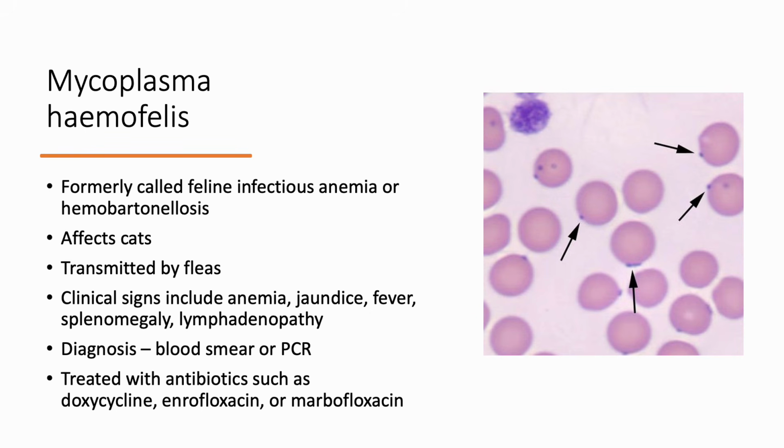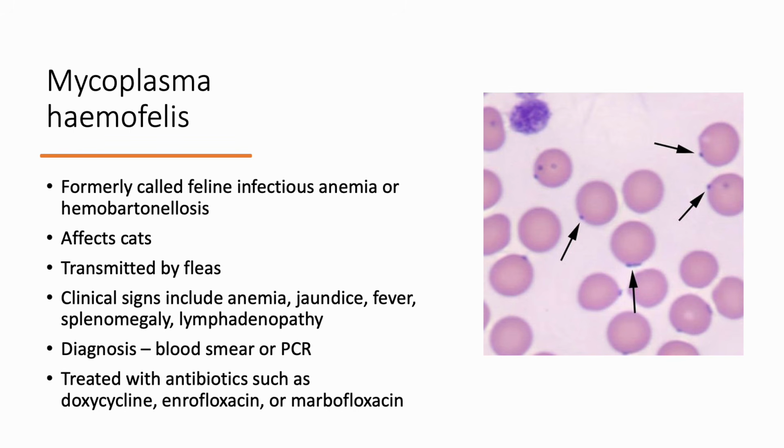Our next hemoprotozoa is Mycoplasma haemophilus. So years ago, this was called feline infectious anemia or hemobartonellosis or Hemobartonella. And this parasite is transmitted by fleas and it affects cats. When they are infected, they can become anemic, jaundiced, have a fever, and develop splenomegaly or lymphadenopathy.